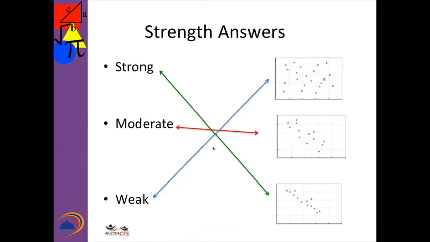Welcome back. Let's see. Strong was the bottom one. It's closest to being a completely straight line. The top one is really weak. Those points are just all over the place. And the middle one is moderate. It has somewhat of a linear form, but not completely.